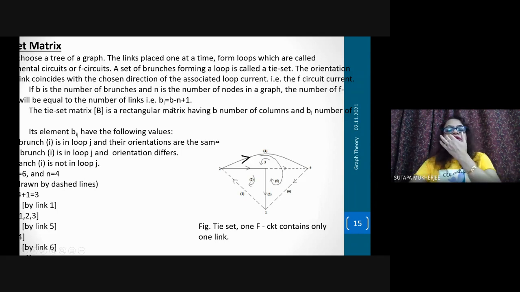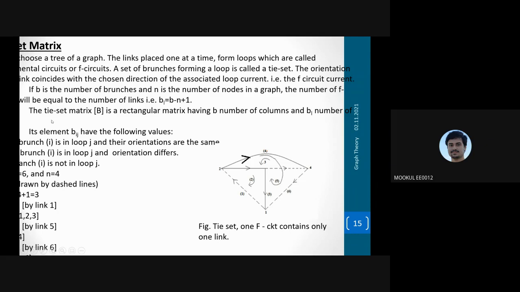Okay. So N is equal to 4, number of nodes. So total number of branches is 6. 6 minus 4, what? 2. 2 plus 1, 3. So number of links is 3. Is it clear to all of you with this equation? Yes, ma'am.